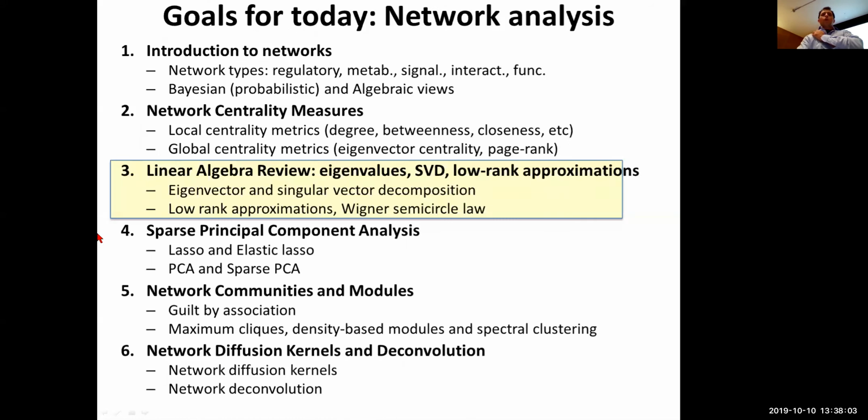Okay. So let's now dive a little bit more into the linear algebra interpretation of this network. Okay, so the last part was jumping ahead a little bit. Let's now review linear algebra. Okay.